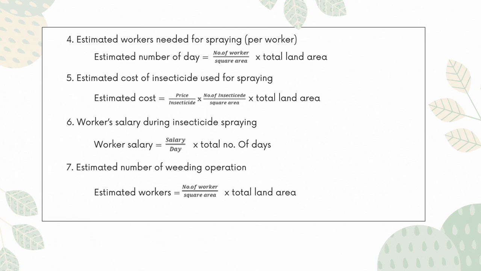Number 5, estimated cost of insecticide used for spraying. Estimated cost is equal to price of insecticide times number of insecticide over square area times total land area. Number 6, worker salary during insecticide spraying. Worker salary is equal to salary over day times total number of days. Number 7, estimated number of weeding operation. Estimated workers is equal to number of workers over square area times total land area.